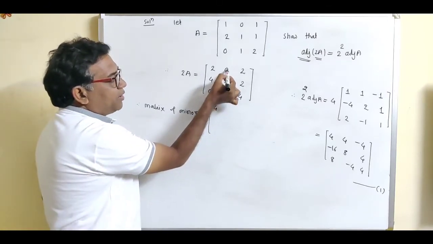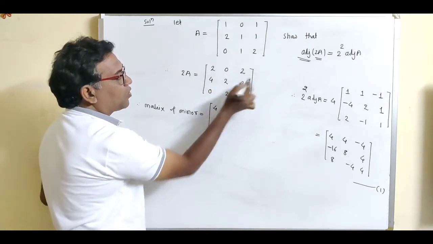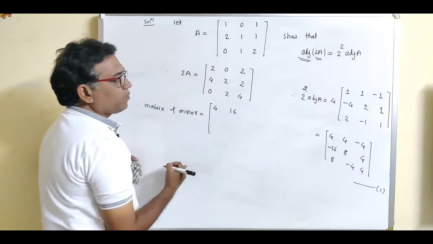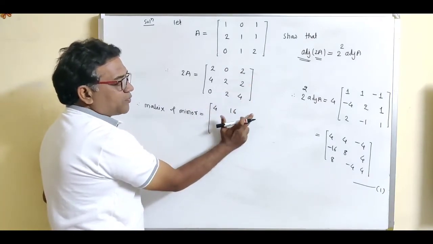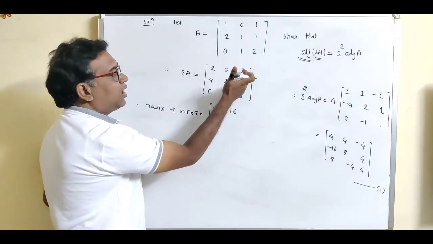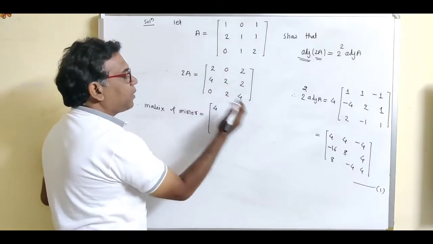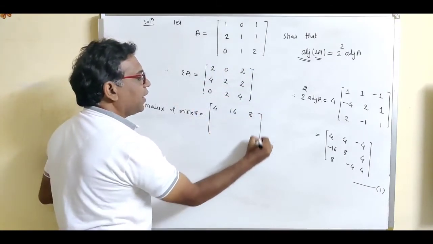Find out the next element. Delete the corresponding row and column. 16 minus 0, so this will be 16. Find out the next minor element. So this is the corresponding element. Delete this row and delete this column. 8 minus 0, so this is 8.